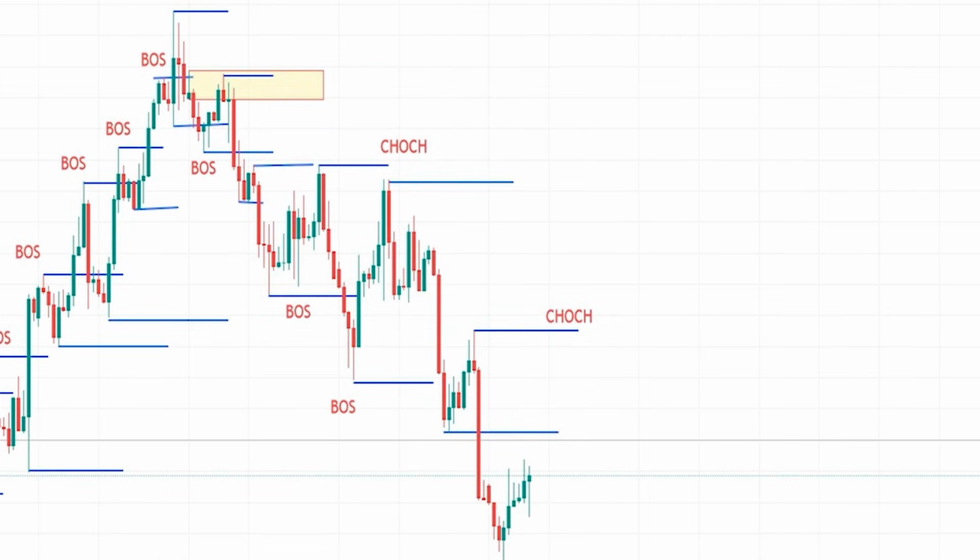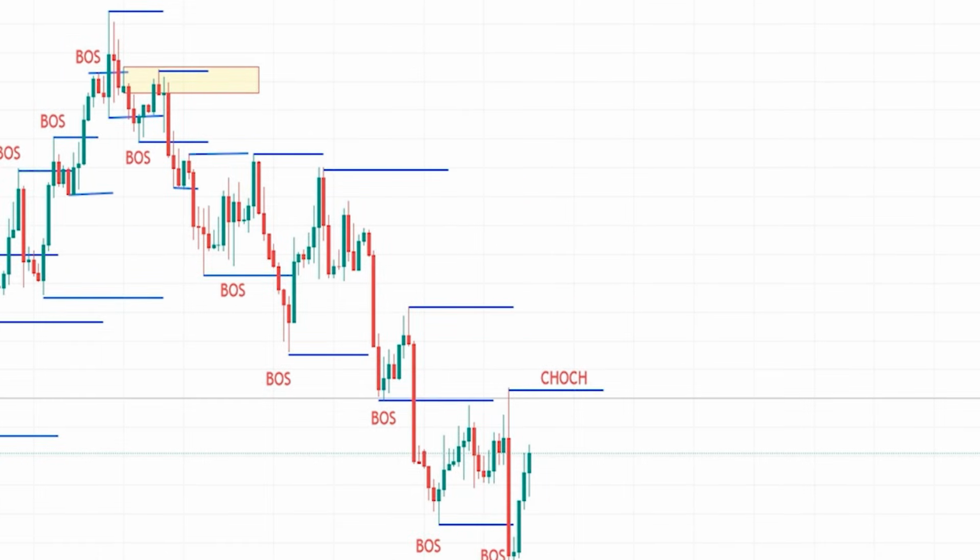Again, practice this on your own. Spend time refining the skill of marking structure breaks and the points where market sentiment shifts. This is a crucial skill. It helps you trade with the trend, which increases your win rate and improves your risk-to-reward ratio.